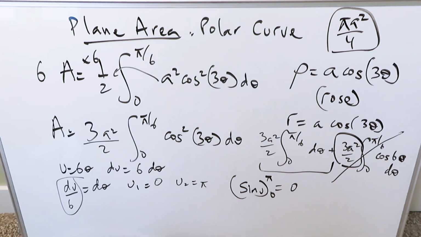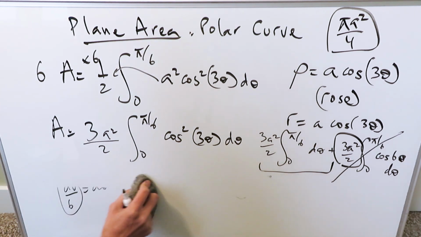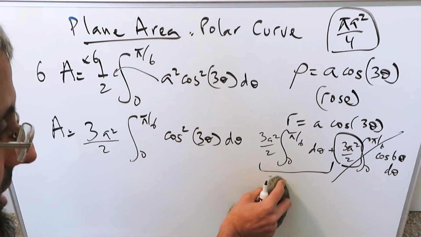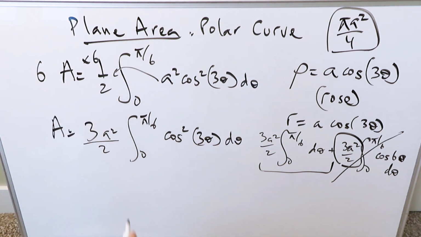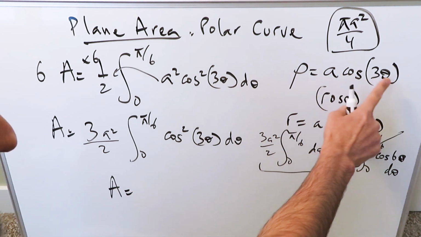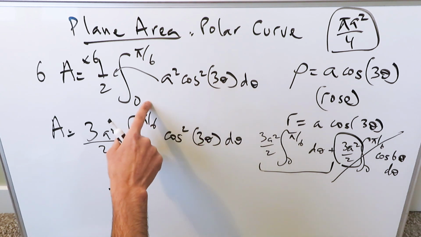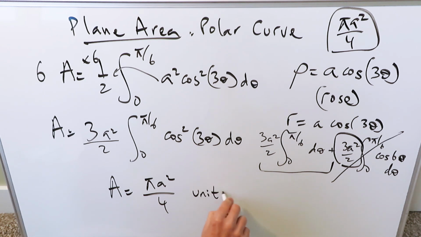So the end result of this entire calculation is the area for the 3-leaf rose, and it's pi a squared over 4, with the 6 already in play. My area for that rose, a cosine 3 theta, using the limits 0 to pi over 6, is going to be pi a squared over 4 units squared, and it will be correct. This answer right here is correct. And that will be the end of this video. Thank you for watching.